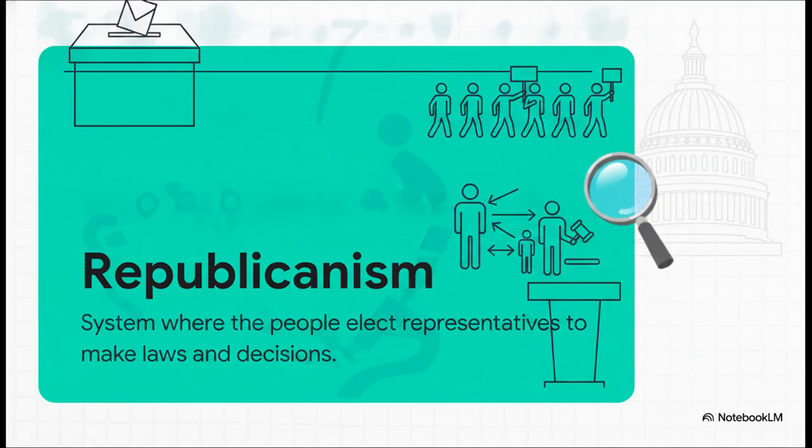Then we've got republicanism. This is a system where the people elect representatives to make laws and decisions on their behalf. You obviously don't have the time to vote on every single local or national law yourself, right? So you elect someone to convey your interests into the policymaking process.